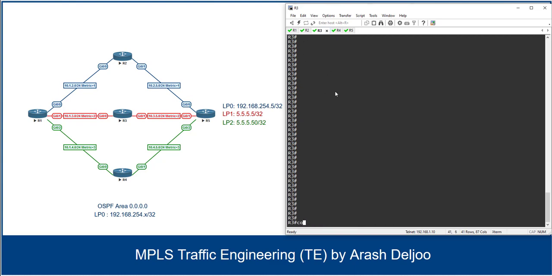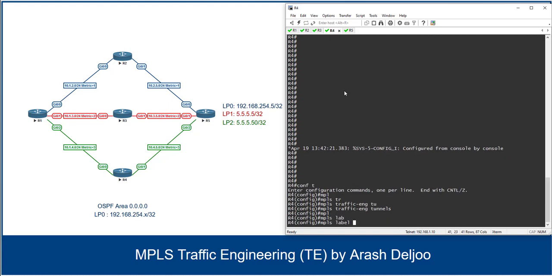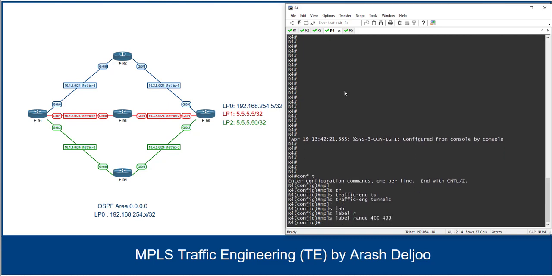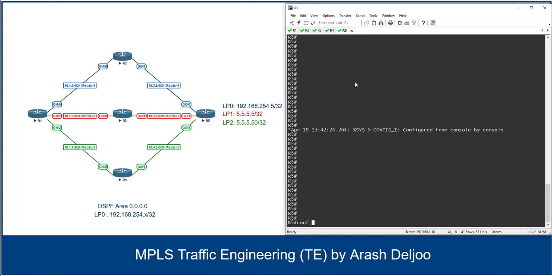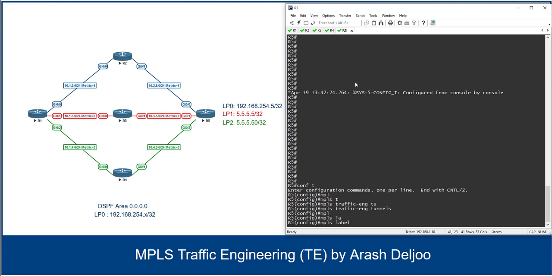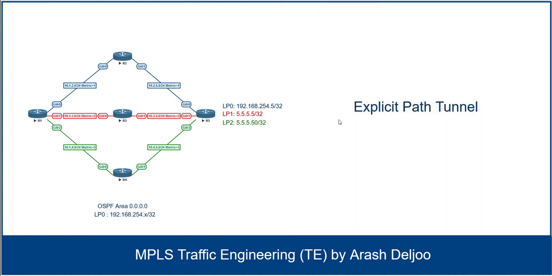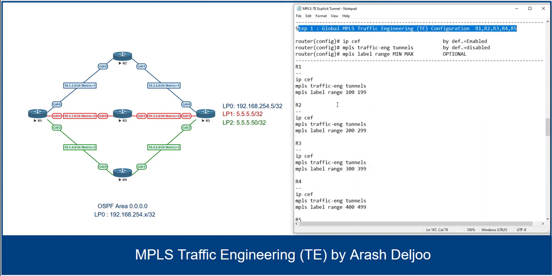And after that, router 3: MPLS traffic engineering tunnels, MPLS label range 300 to 399. And router 4, again, MPLS traffic engineering tunnels, MPLS label range 400 to 499, and finally router 5, MPLS traffic engineering tunnels, MPLS label range 500 to 599. That's it. This is step 1, the global configuration, the global command of MPLS traffic engineering.